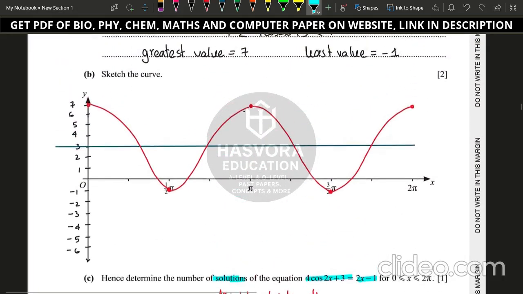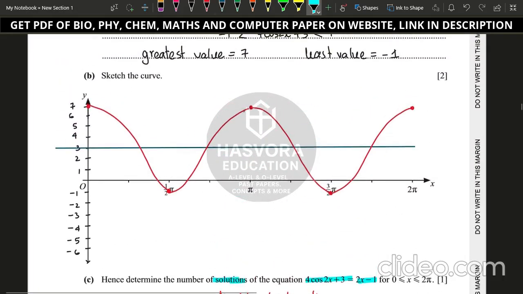Some students actually solve this using the equation, but since it is for 1 mark, the better approach will be to just draw the line. So for 2x minus 1 I'm going to be making a line. Let's see what is 2 into half pi minus 1. It is going to give you the value of 2.14.